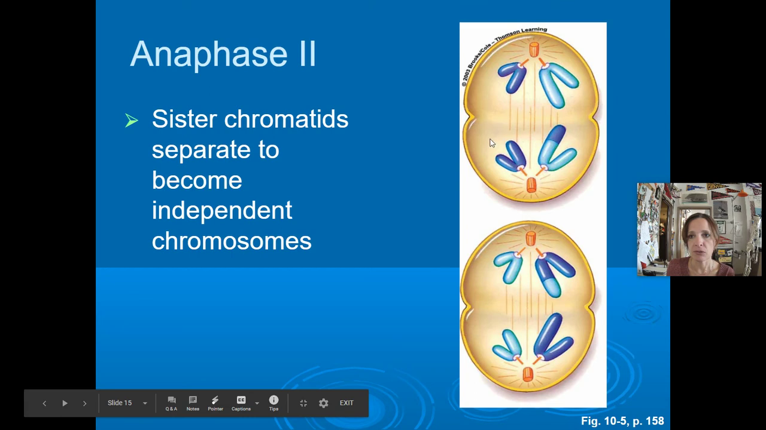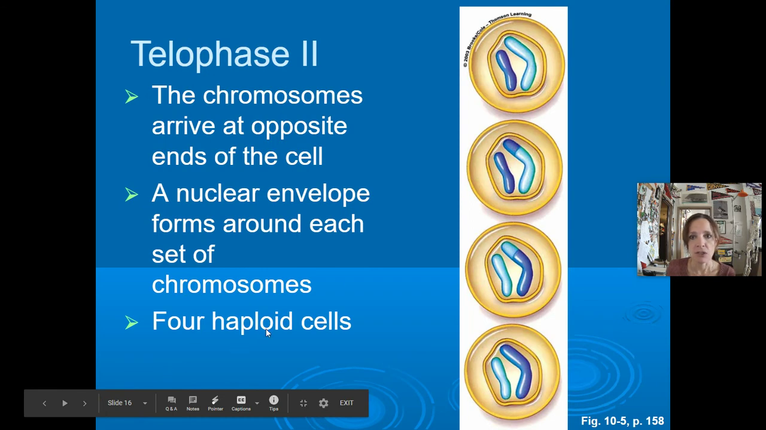In anaphase 2, the sister chromatids get pulled apart and they become independent chromosomes. And then in telophase 2, you get your 4 haploid cells.